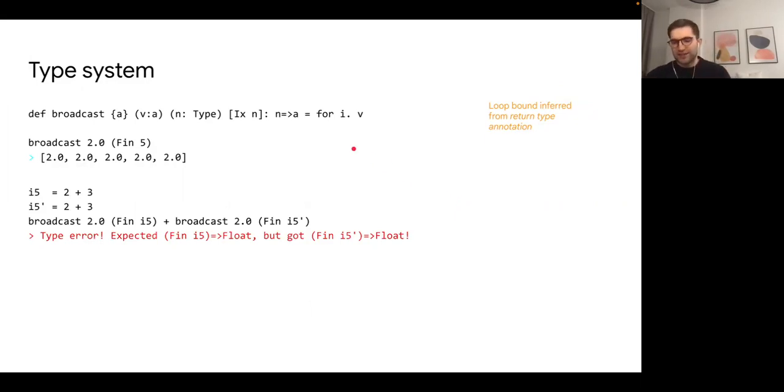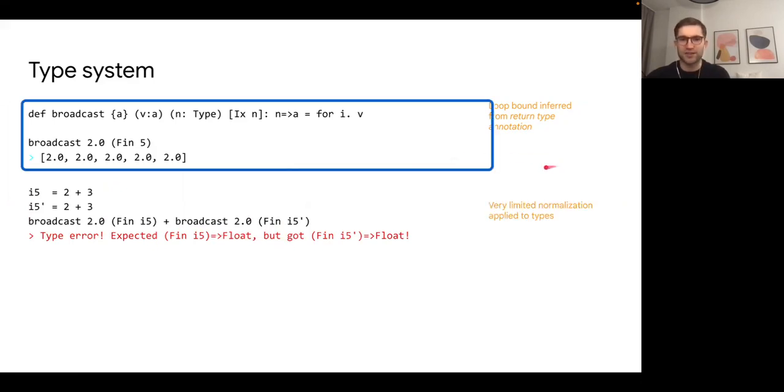Basically, kind of hinting at how our eventual unification works, let's look at an example where we define two variables, both really express the integer 5, and they're both defined by exactly the same expression, 2 plus 3. Now, if you try to add arrays that use indices Fin I5 and Fin I5 prime, you will actually get an error from Dex complaining that those two types do not unify. So we actually do a very limited normalization. When it comes to types, we will not do any arithmetic.